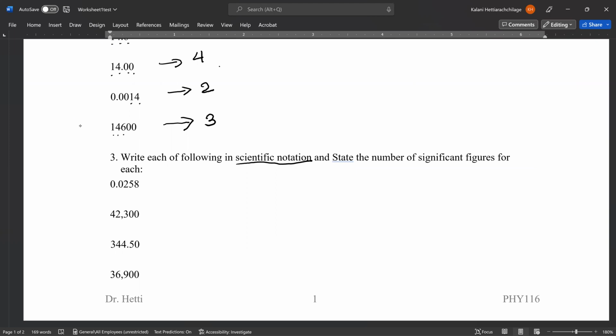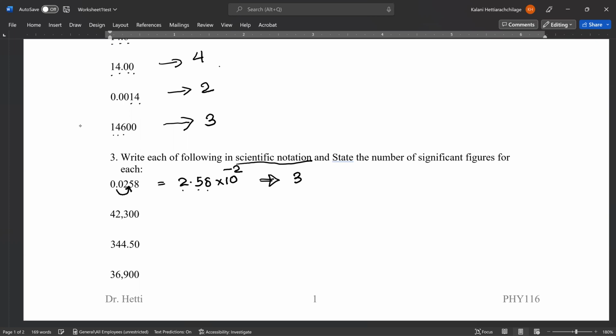So now let's do this example. So decimal place I need to move to here, right? So now my answer is 2.58. How many digits did I move to the left? 2. That will be negative because you move to the left. That is the scientific notation. And the number of sig figs for this number will be 3.